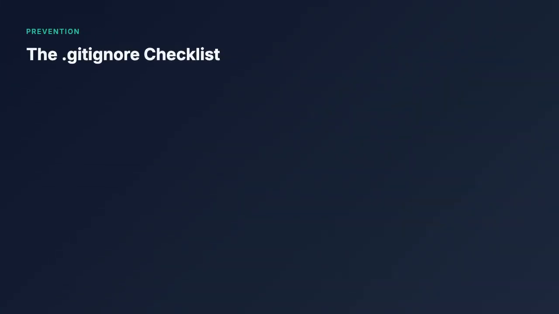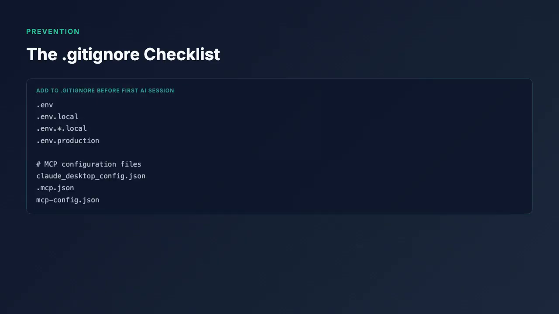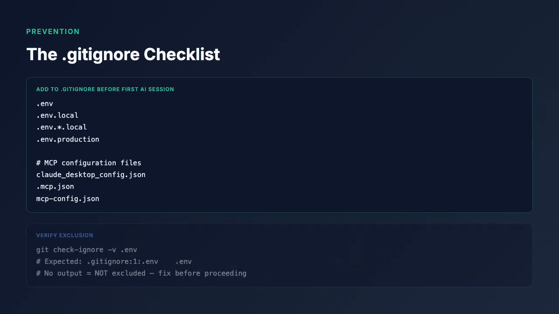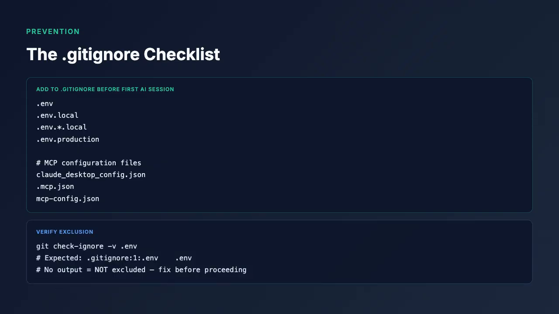The first line of defense is your .gitignore file. Before your first AI-assisted session on any project, make sure these entries are present: .env, .env.local, and .env.production for environment files. Then add MCP configuration files: claude_desktop_config.json, .mcp.json, and mcp-config.json. After adding these entries, verify the exclusion by running git check-ignore with the -v flag on .env. If there's no output, the file is not excluded, and you need to fix your .gitignore before proceeding.